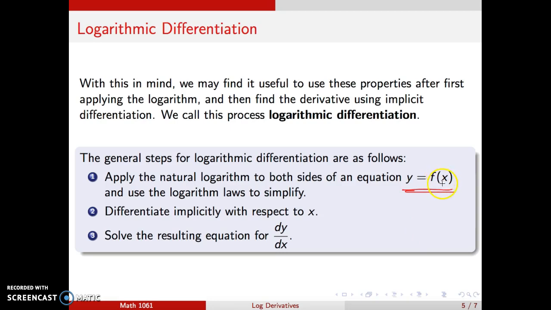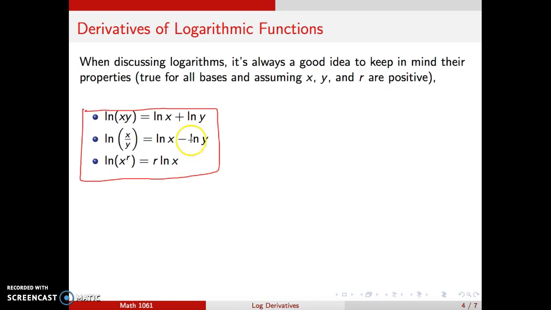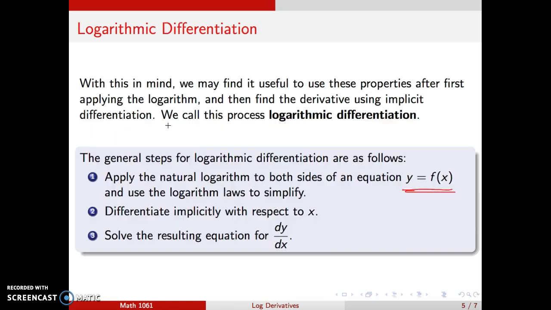If f of x is a product of a lot of things, or a quotient of a number of things, or has lots of powers floating around, then it's useful because of those 3 rules that we're going to use to simplify. The simplifying is a little bit hand wavy, not well defined, but we mean something that's easier to compute. Then differentiate implicitly with respect to x, and then solve for dy dx. This step we're getting pretty good at, but you always need a little bit of practice.